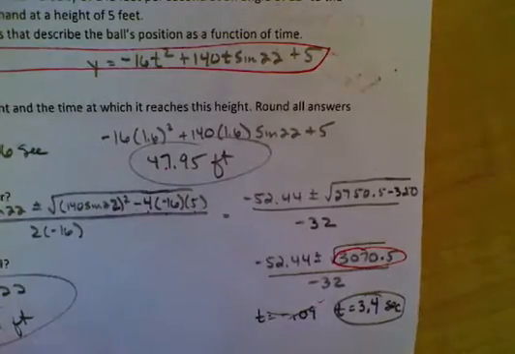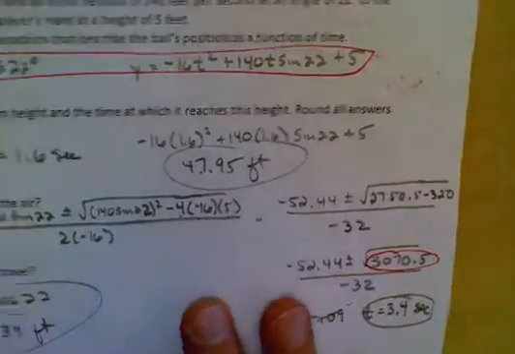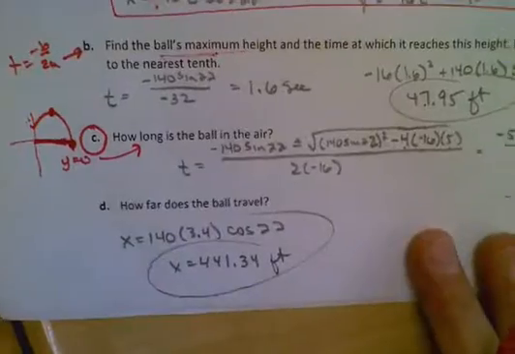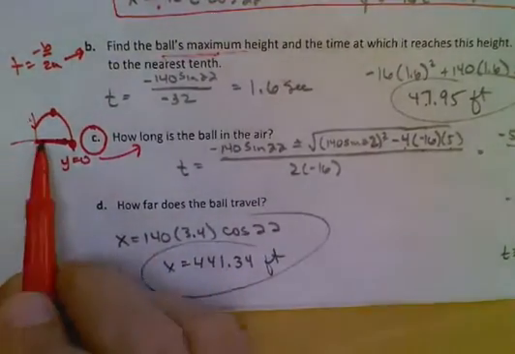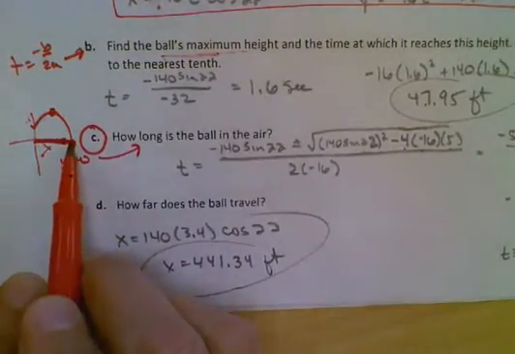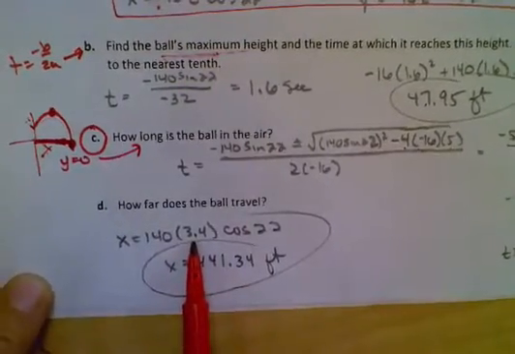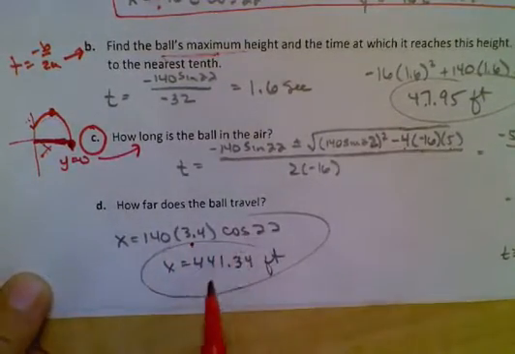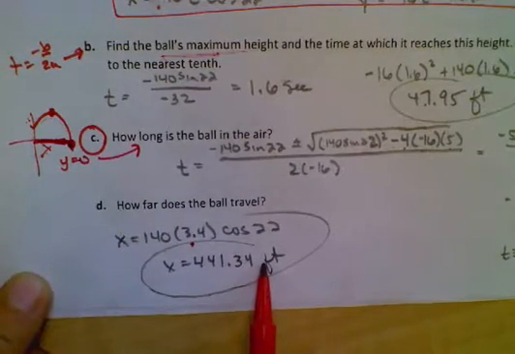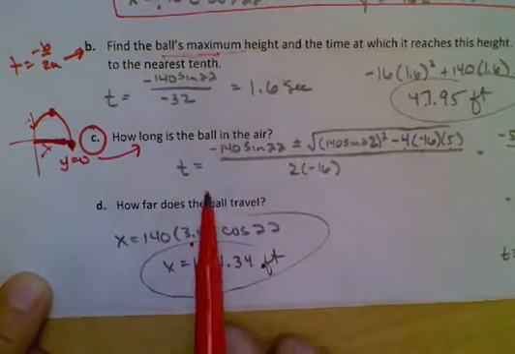3.4 seconds. If I asked you how far it travels, now you have to take that time, because now I need to know what's the x value when it hits the ground. So I know when it hits the ground, I put that time into the x component to find out where it hits the ground. So that's kind of a two-part question.